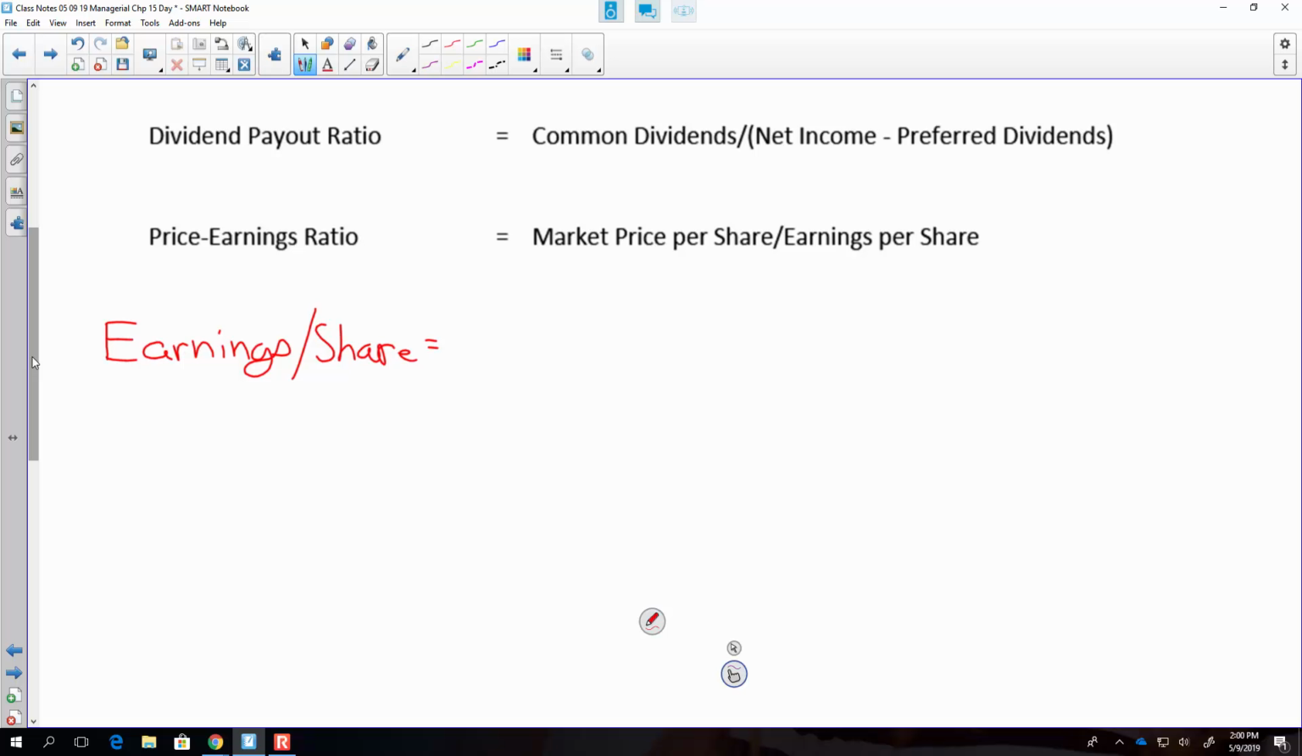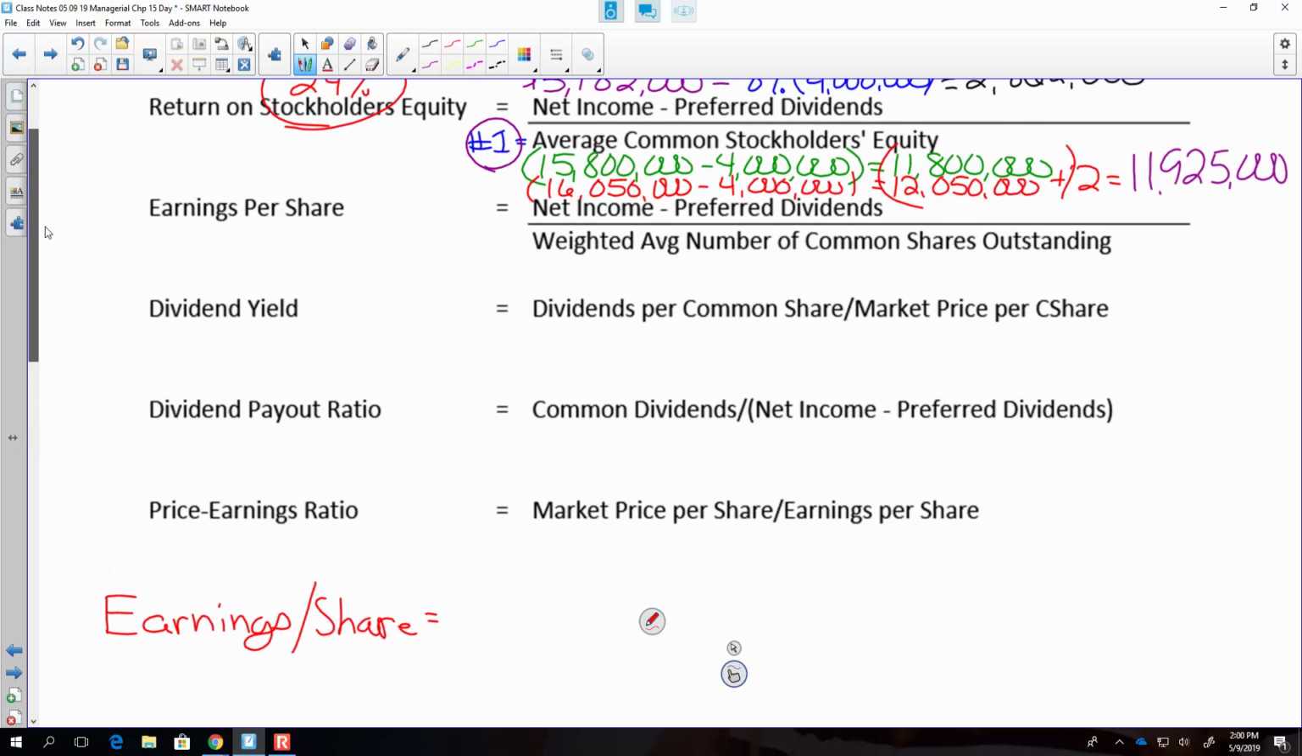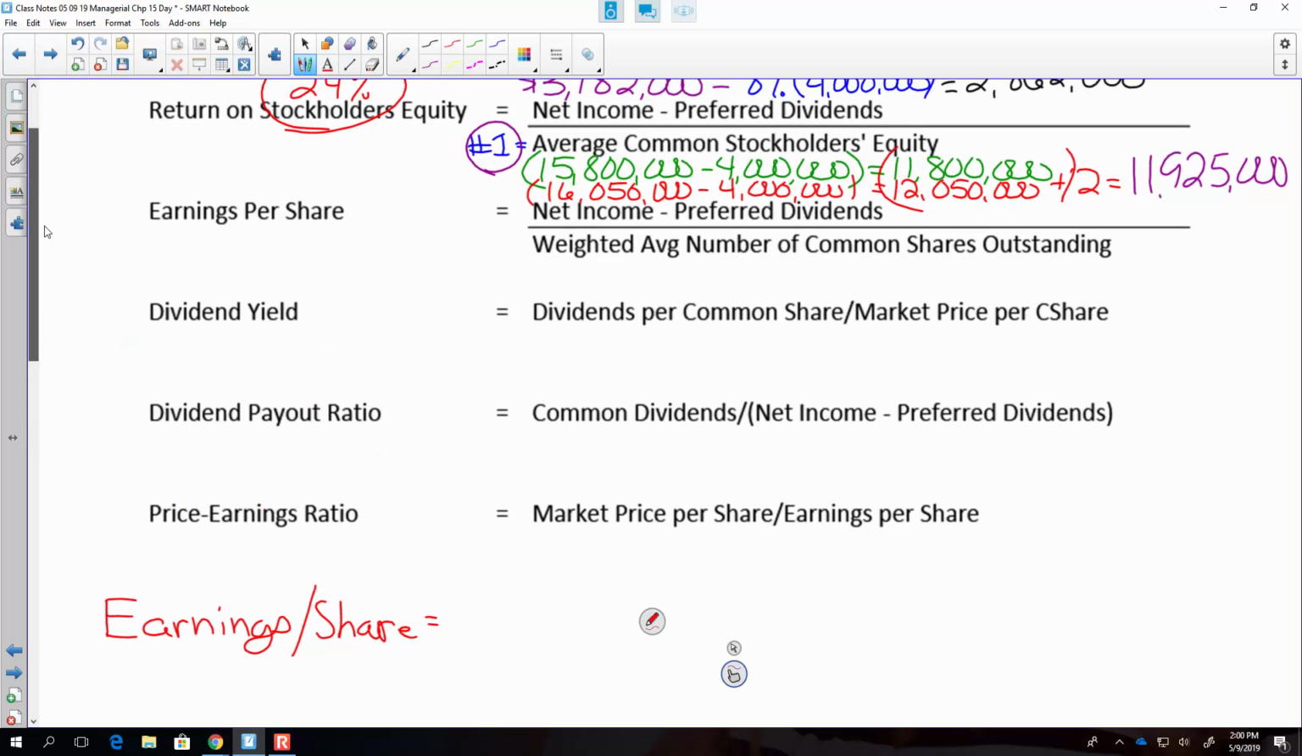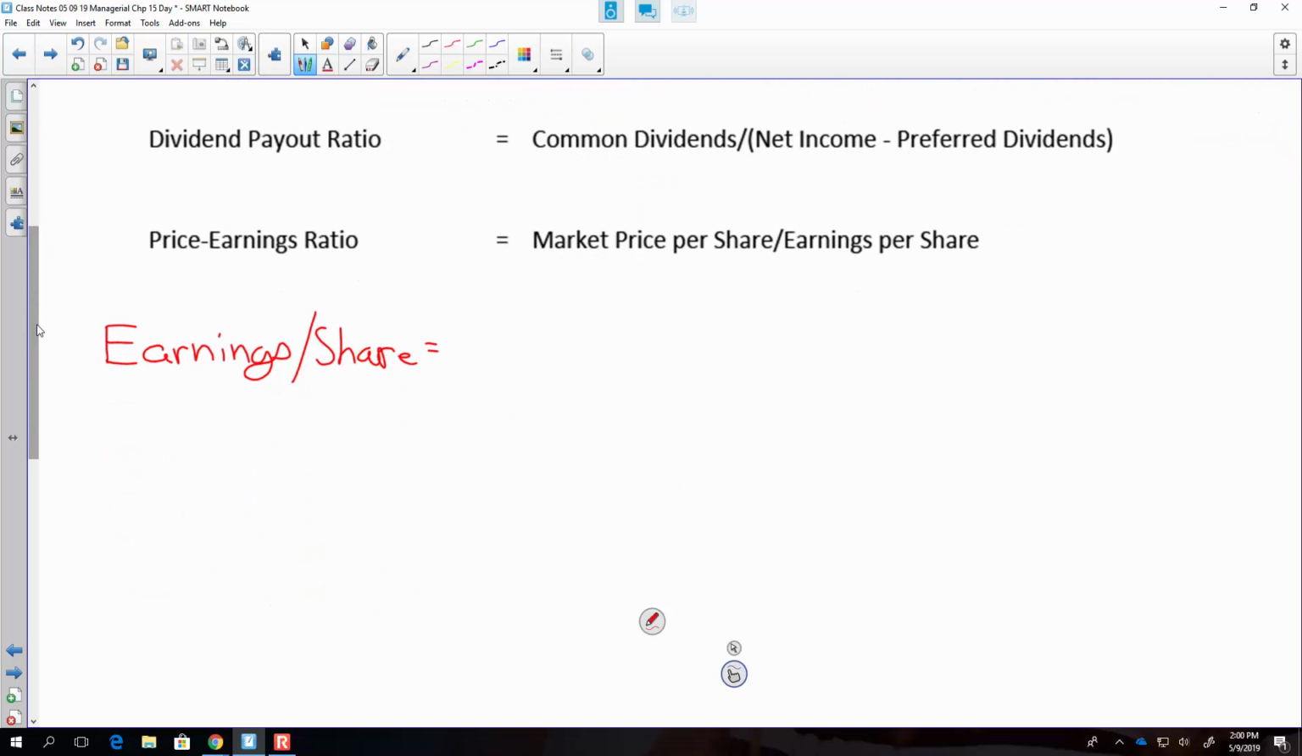Earnings per share is net income. The formula is here, net income minus preferred, and divided by the weighted average of the common shares outstanding. So if I'm looking at our problem, earnings per share, let's just do 3,182,000. We're going to subtract the preferred dividends, which is 320,000, and our weighted average number of outstanding common shares.